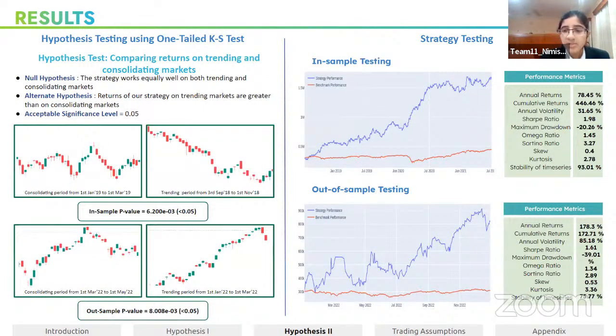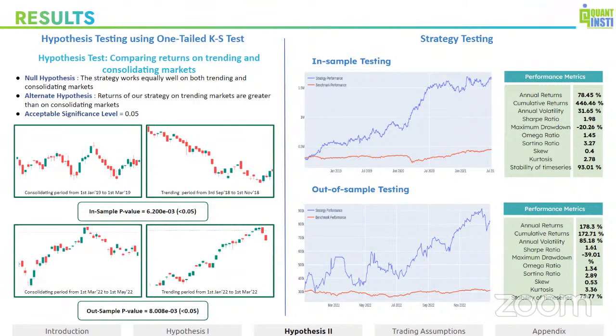Now coming to the hypothesis testing of our strategy, our hypothesis states that the returns of our strategy on trending markets are of greater value than on consolidating markets. We have used the KS test and set our accepted significance level at 0.05. The in-sample and out-of-sample p-values obtained were 0.006 and 0.008 respectively, which is much lower than our accepted significance value of 0.05. Thus, we reject the null hypothesis in favor of our alternate hypothesis.